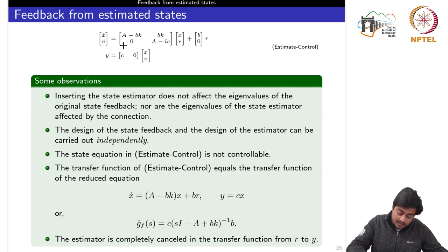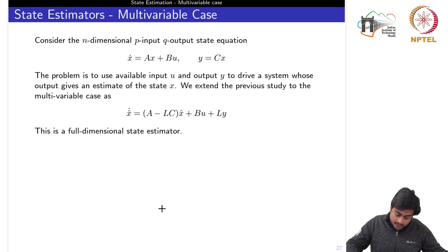Because the last equation, which is e dot is equal to, let's say, A minus LC times e, is a homogeneous system, and this won't appear anywhere in the input output signals. That's why we are getting the same transfer function that we obtained when we had not used any estimator. So this was all on the feedback from the estimated states.